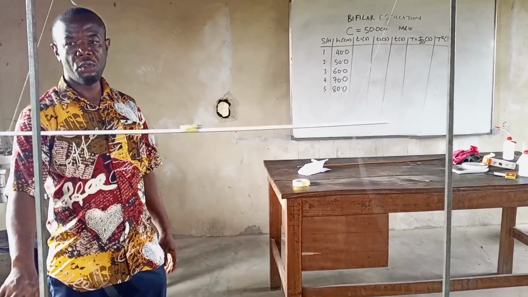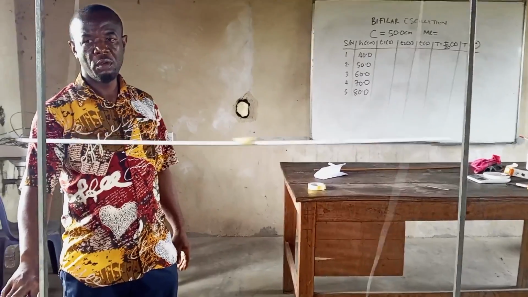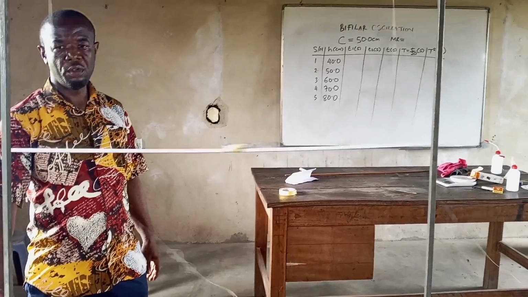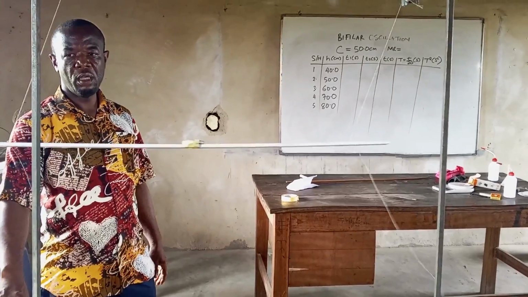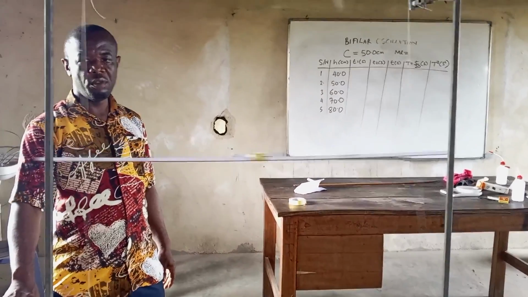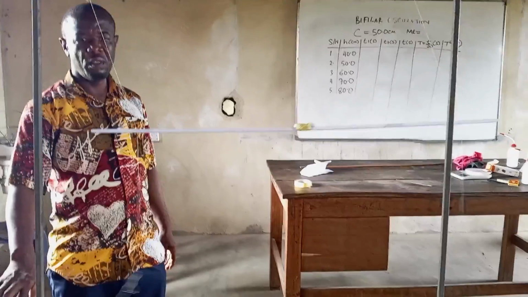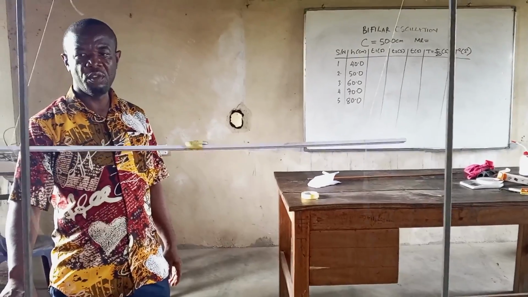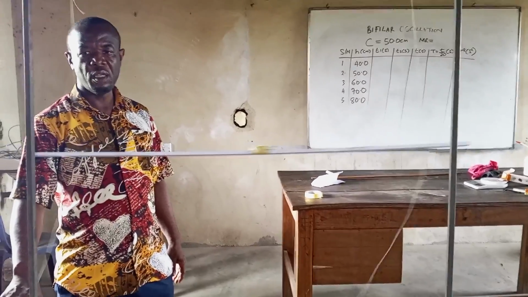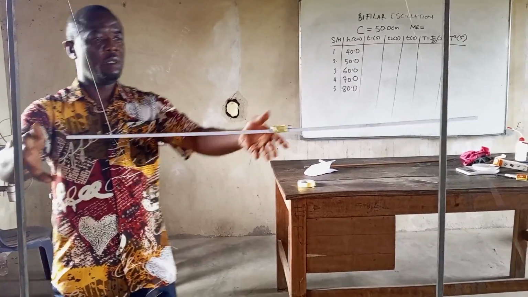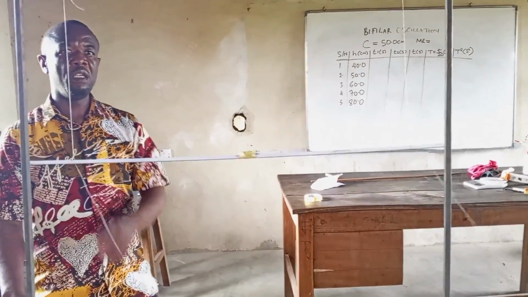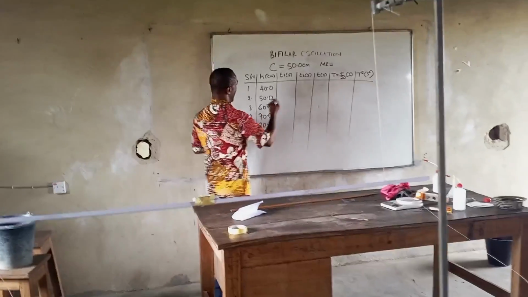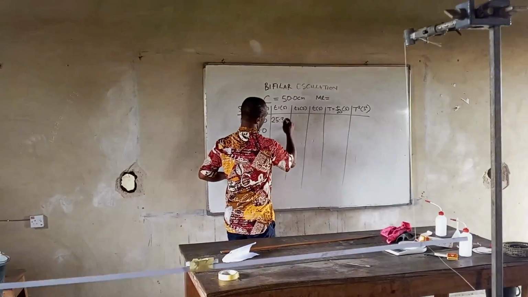1, 2, 3, 4, 5, 6, 7, 8, 9, 10, 11, 12, 13, 14, 15, 16, 17, 18, 19, 20. So, what time do you have there? 25.32 seconds. So, report 25.32 seconds here.